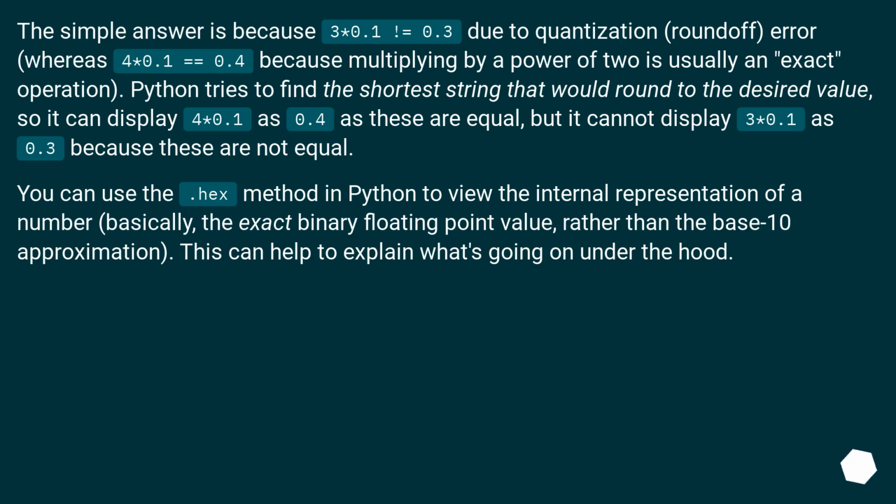You can use the .hex method in Python to view the internal representation of a number, basically the exact binary floating point value, rather than the base 10 approximation. This can help to explain what's going on under the hood.